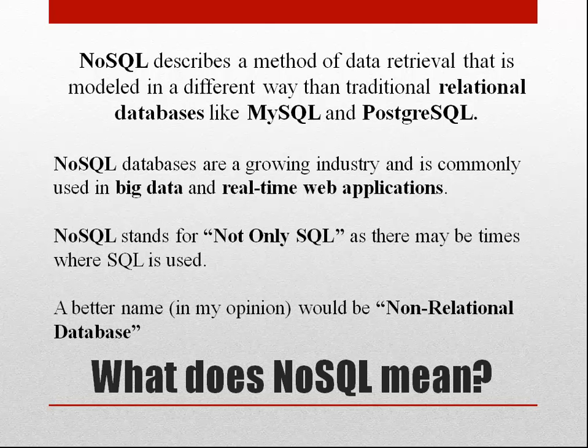It describes a different method of data retrieval, and it's modeled in a different way. But even a text file could technically be a NoSQL database. But usually when people talk about NoSQL databases, they're talking about things like MongoDB and CouchDB or Couchbase. There's actually 4 different types of NoSQL databases, which I'll get into in a little bit.